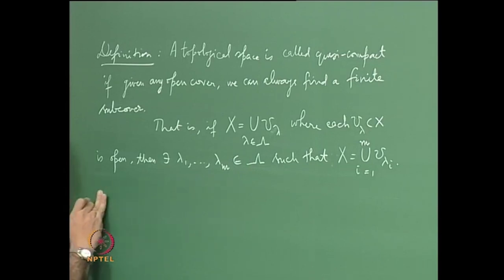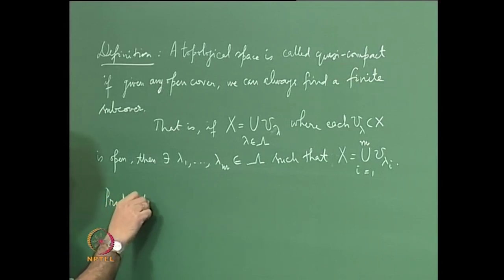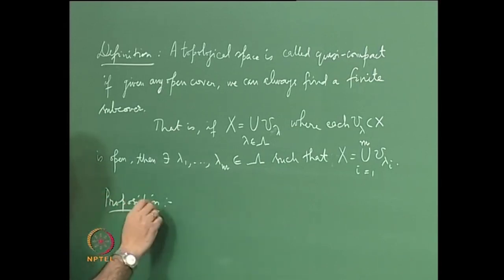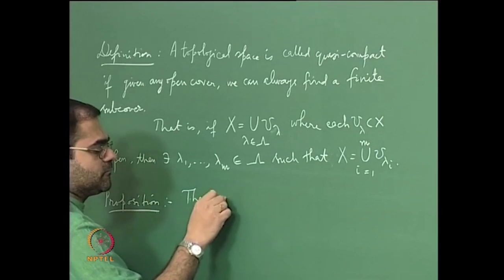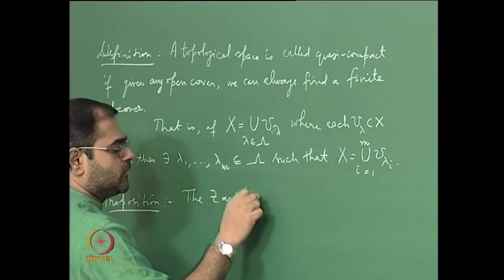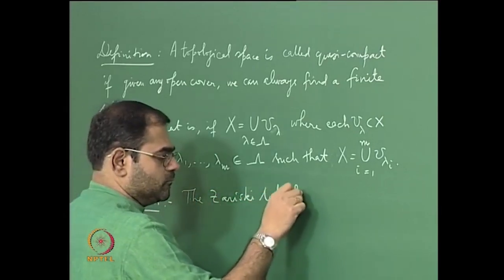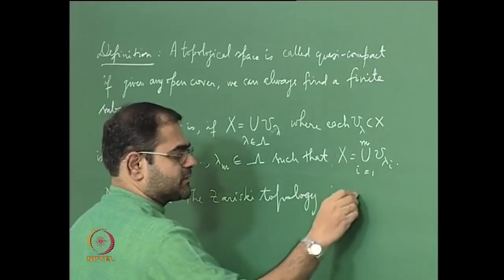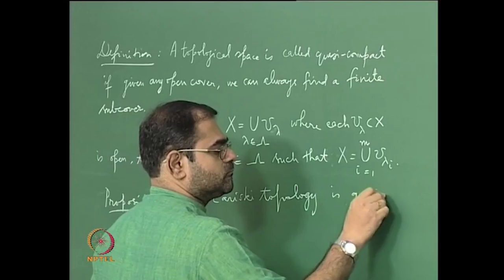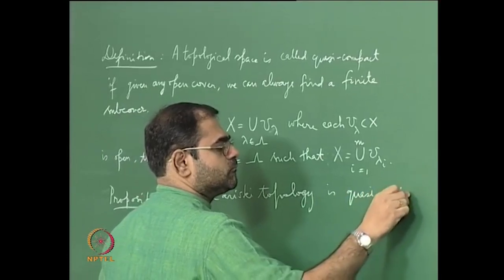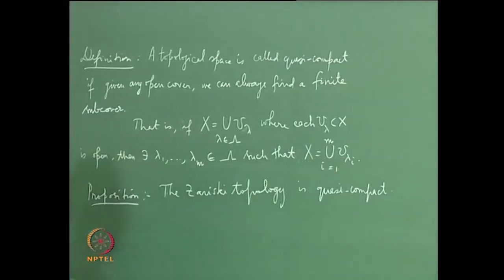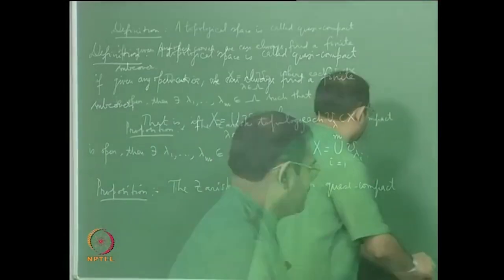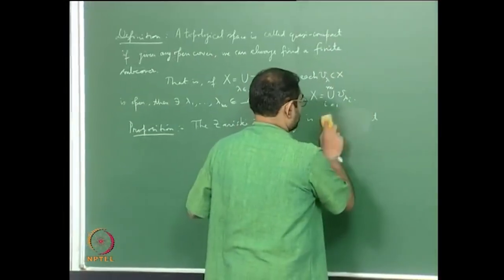So I should say, if you want a proposition: the Zariski topology is quasi-compact. Okay, it's quasi-compact. So let me write it.